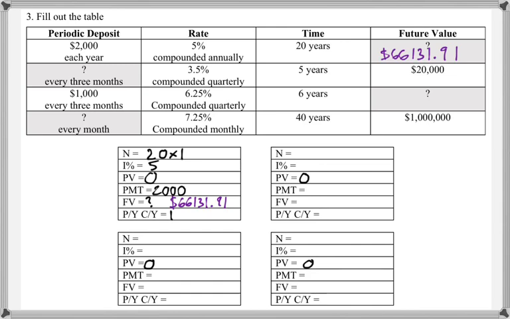For the second row, we are trying to find the payment. N is going to be 5 times 4 because it's 5 years and it's compounded quarterly. So PYCY will be 4. The future value is going to be 20,000 and I is going to be 3.5. So we find that the PMT is going to be $919.41.